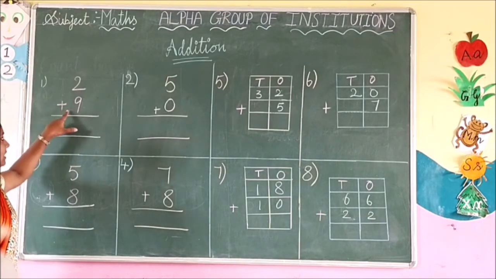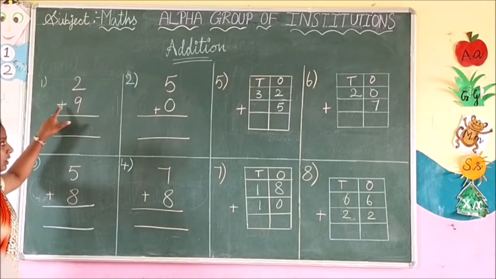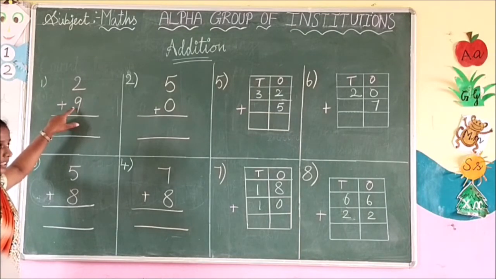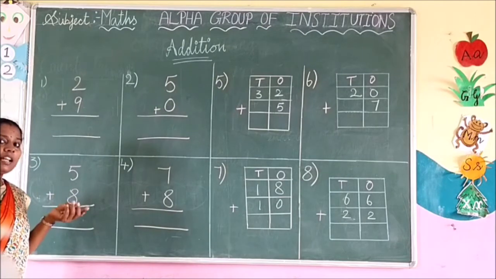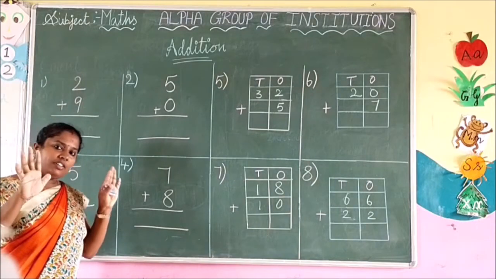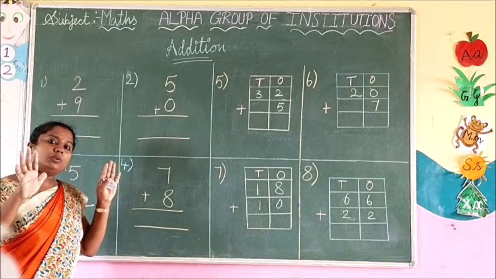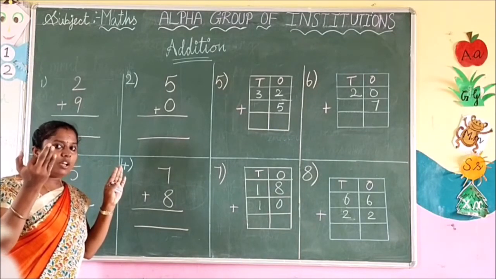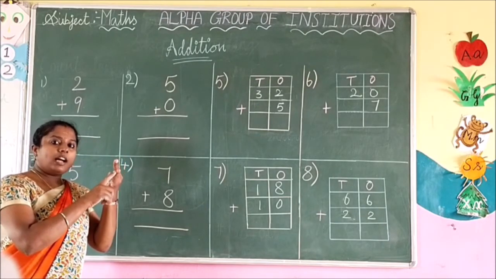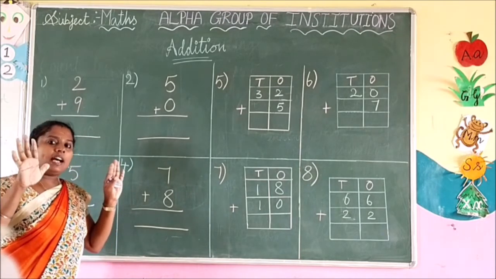2 plus 9. This is the addition symbol. We are going to add 2 with 9. How will we add? 2 in the mind, 9 on the fingers. So after 2, what will come? After 2: 3, 4, 5, 6, 7, 8, 9, 10, 11. So 2 in the mind, 9 on the fingers.